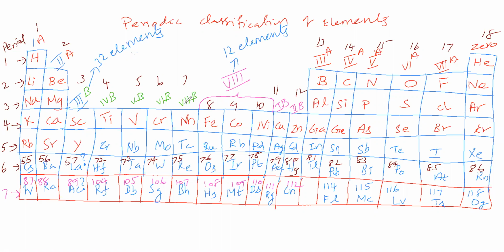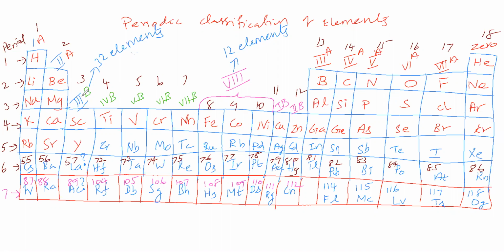As per IUPAC, 8th group means iron family, 4 elements. Ninth group, cobalt family, 4 elements. 10th group, nickel family, 4 elements. Then 1b group contains 4 elements. 2b group contains 4 elements. 3a group contains 6 elements. 4a group contains 6 elements. Like this, the last group, 18th group, contains 7 elements. So group wise we have to say like this.